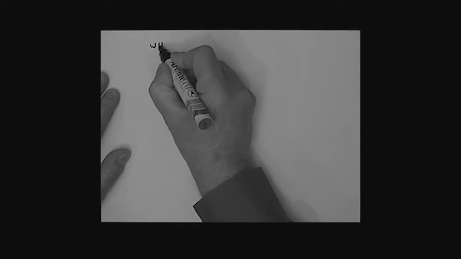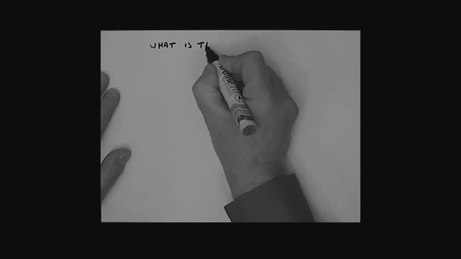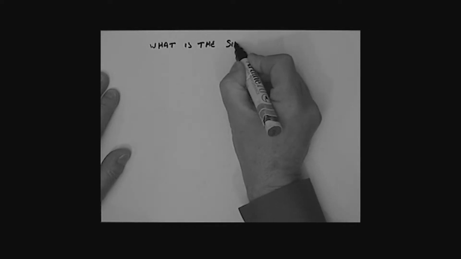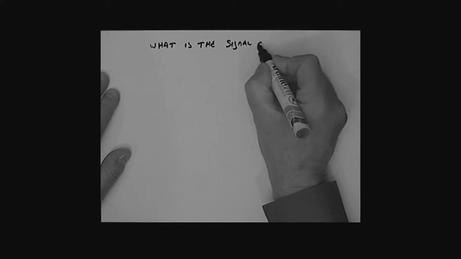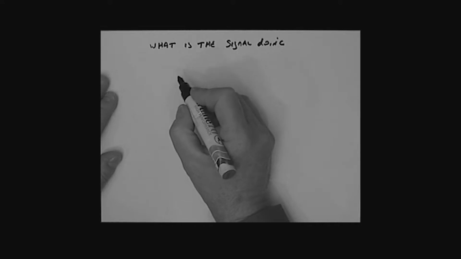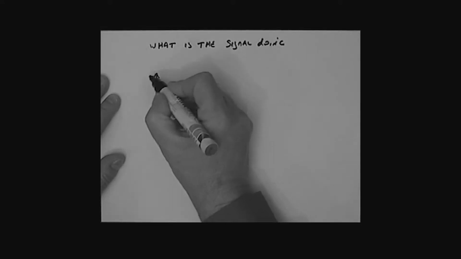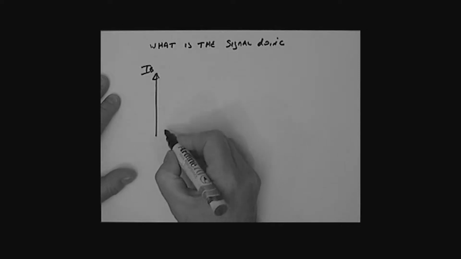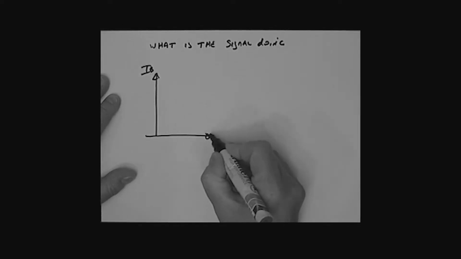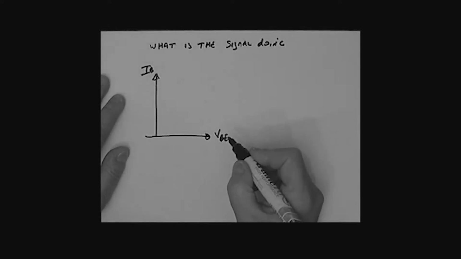The first question I'm going to ask is, what is the signal actually doing? I want to relate this to our characteristics. If we've got a characteristic curve that looks like this, it's a plot of what? IB versus VBE. Now, for our work, we've assumed that diode type second approximation.